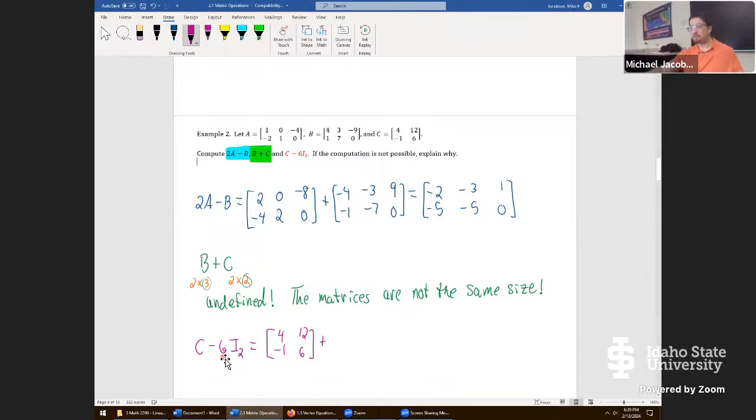I'm putting plus because I'm going to rescale this -6 into, I'm not sure where I'm looking at, the identity matrix, which is over here. The identity matrix takes this form: 1, 0, 0, 1. So scaling it by -6 is just placing a -6 on the main diagonal now. But that means you're only affecting the main diagonal of the matrix C.